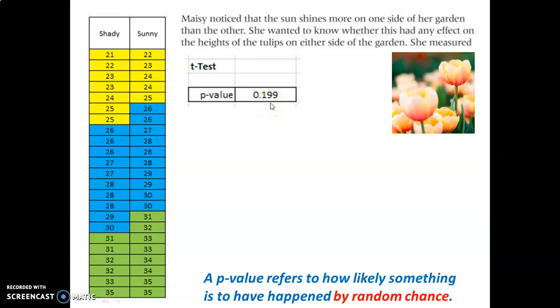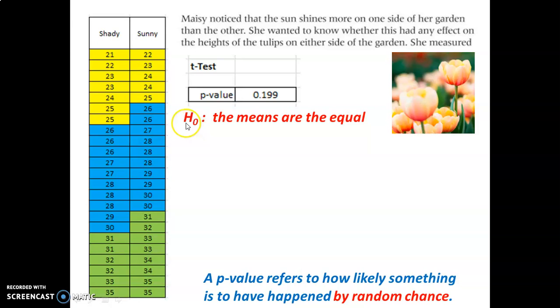There's a 1 in 5 chance that tulips would grow in with this kind of variance. Some would be in these heights, some would be these heights. So if there's a 1 in 5 chance of that just happening randomly, then maybe the sun does not have an effect, because it's pretty likely that that would happen just randomly. Okay, so that's how we interpret the p-value.